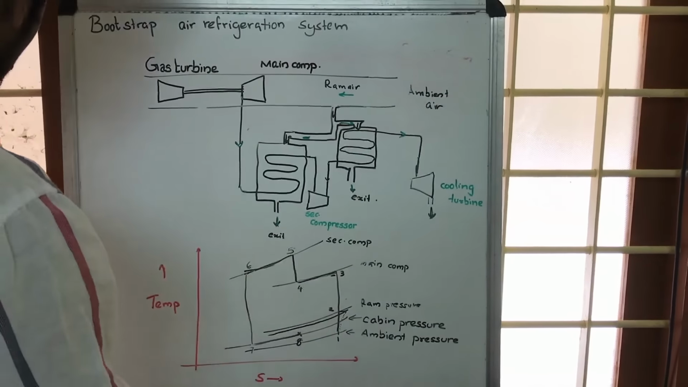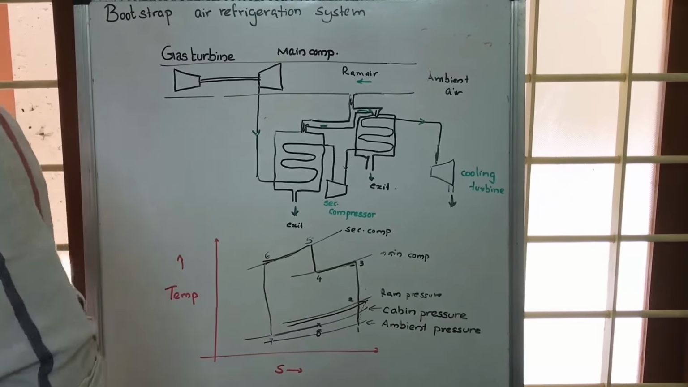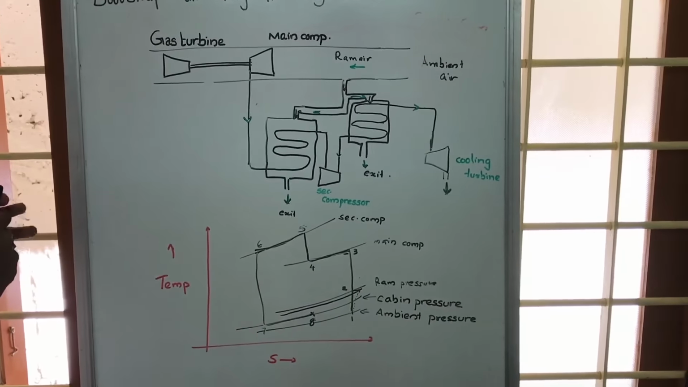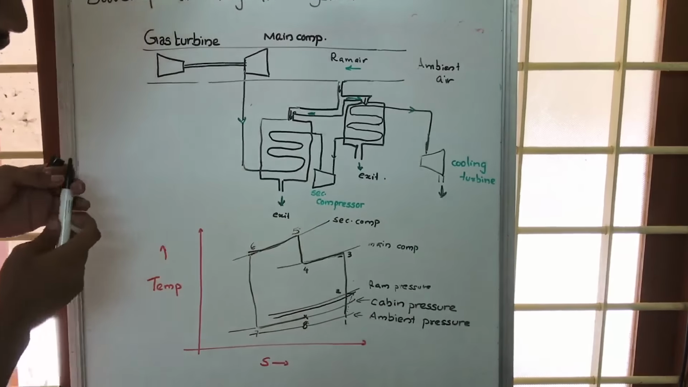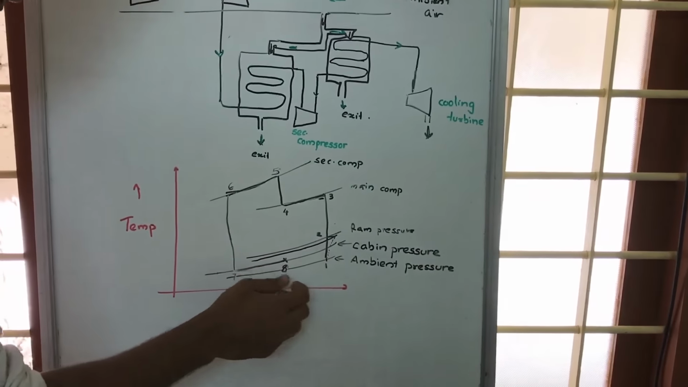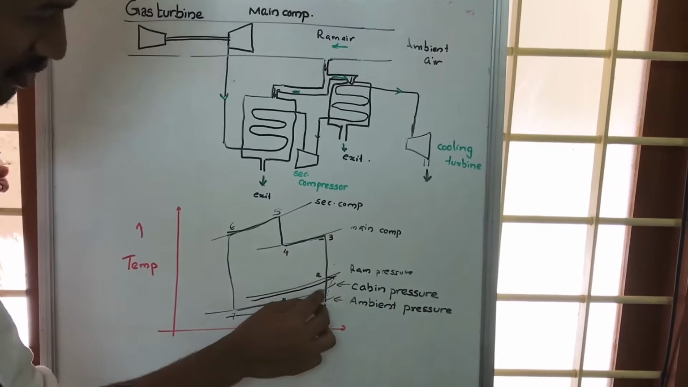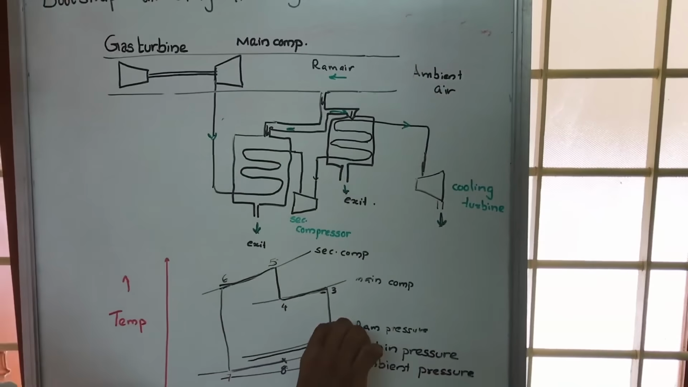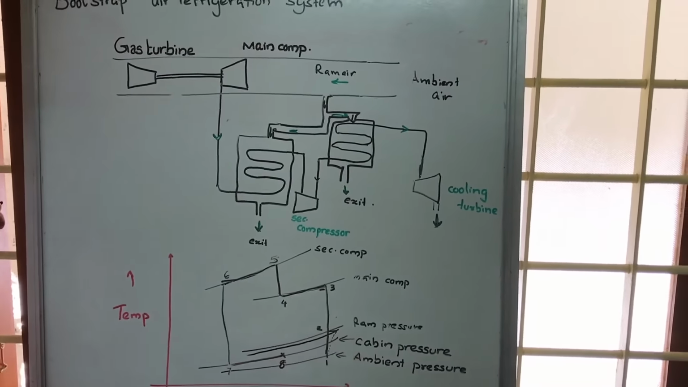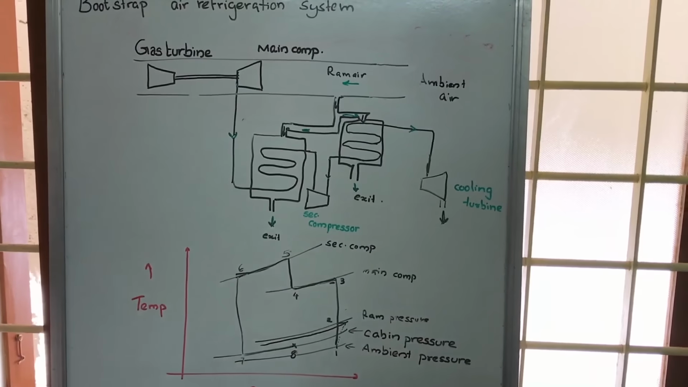So when ambient air enters the main compressor, in the initial stage it undergoes a compression, and that compression occurs here. This is the ambient air, and when it enters through this particular portion, it undergoes a compression 1-2. So 1-2 is the process in which the ambient air compresses and gets pressurized to ram pressure.